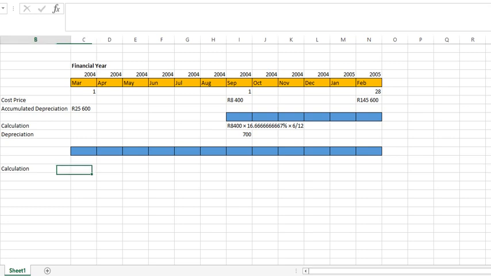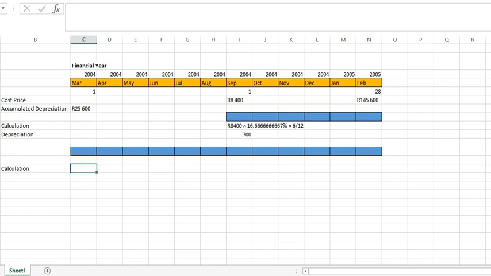So our older furniture, the first thing we need to do is determine our cost price on this older furniture, because the 145,600 Rand is our cost price as at the end of the year, and that includes this 8,400 Rand which we separated, and we calculated depreciation on that separately. So what we need to do is take out this 8,400 Rand, and that will then be what is remaining.